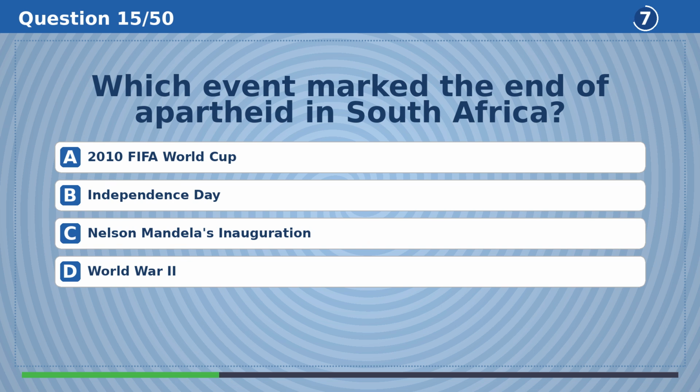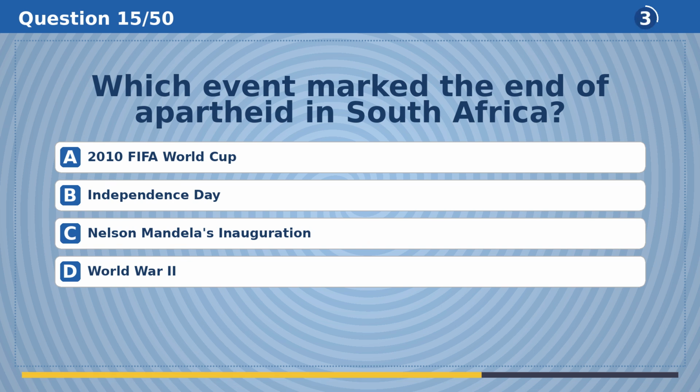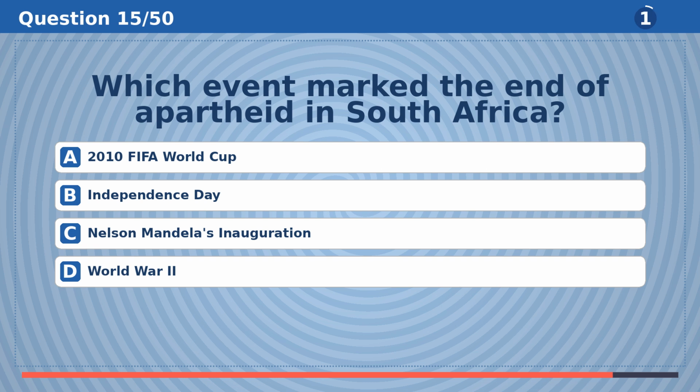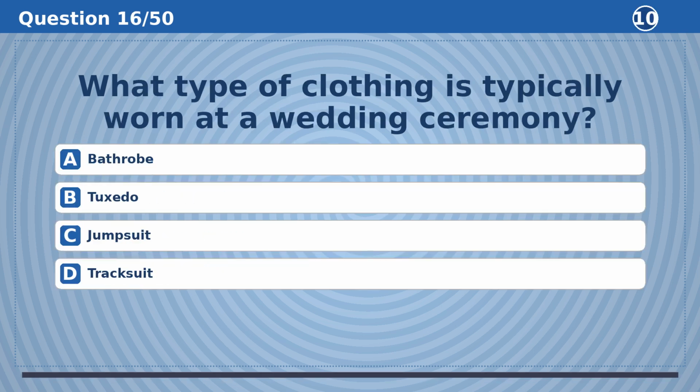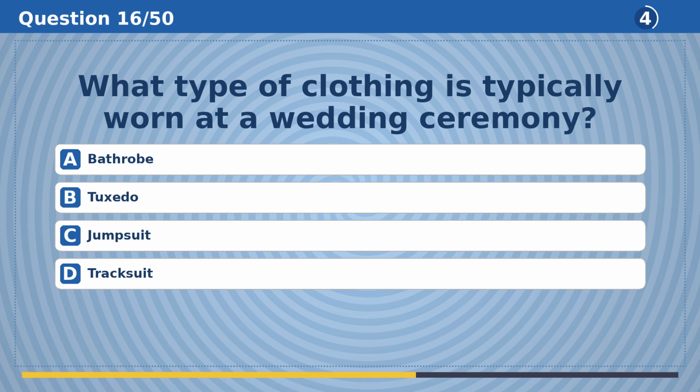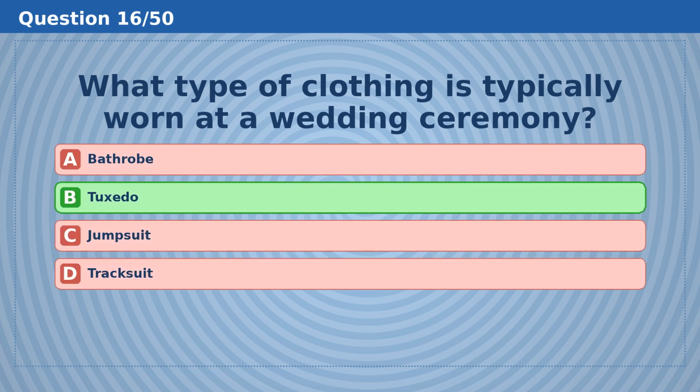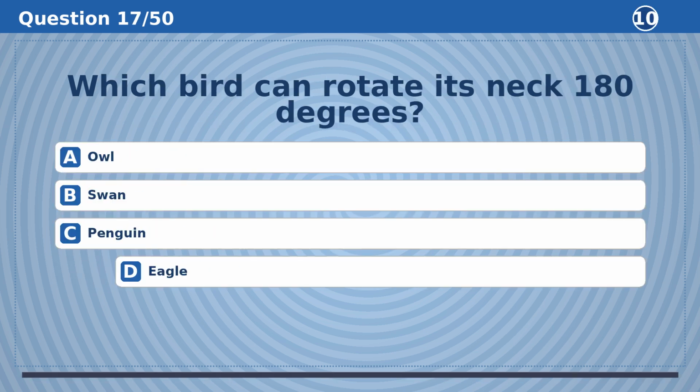Which event marked the end of apartheid in South Africa? The answer is C. Nelson Mandela's inauguration. What type of clothing is typically worn at a wedding ceremony? The answer is B. Tuxedo.